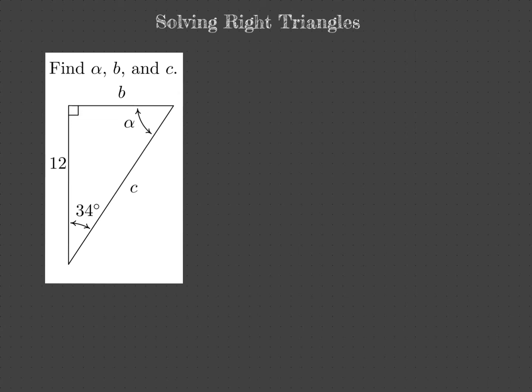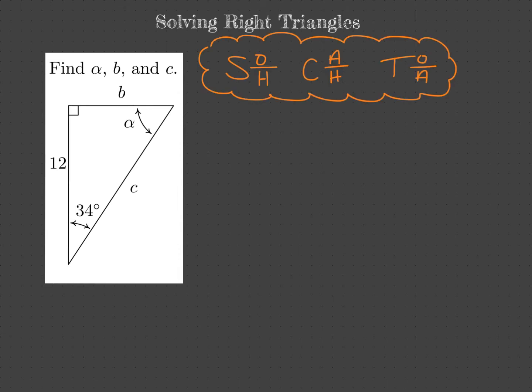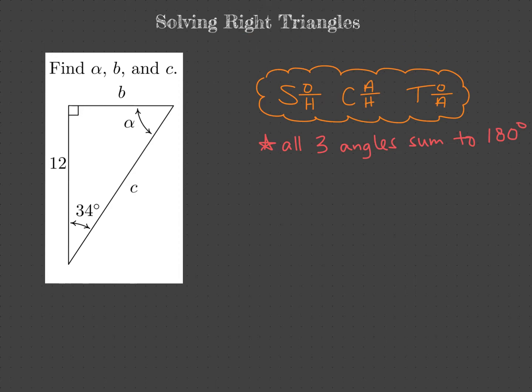In order to solve right triangles, we are going to use trigonometry, SOHCAHTOA specifically. We are also going to use some geometry ideas, one of them being that the 3 angles inside a triangle always sum to 180 degrees. We also have the information that the Pythagorean theorem gives us. If we know 2 side lengths, whichever 2, of a right triangle, we can use the Pythagorean theorem to find the remaining 1. So these 3 things here are our methods for solving right triangles.